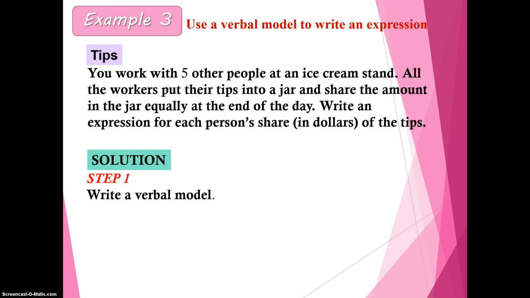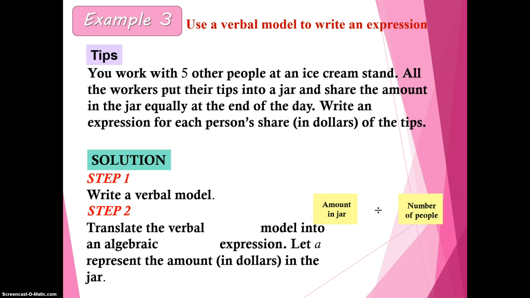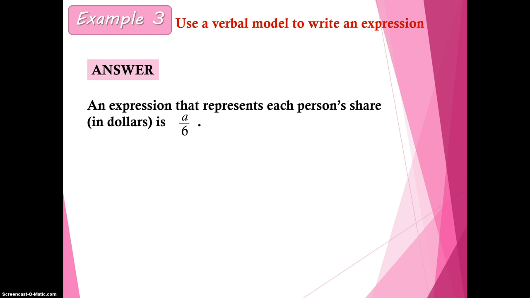Step 1. You want to write a verbal model. So the amount in the jar will be divided by the number of people. So secondly, you want to translate the verbal model into an algebraic expression. Let A represent the amount in dollars in the jar. So then we have A divided by 6. An expression that represents each person's share in dollars would then be A divided by 6.